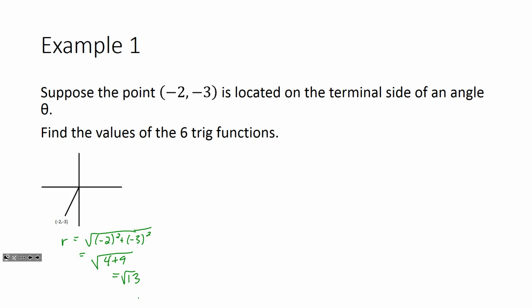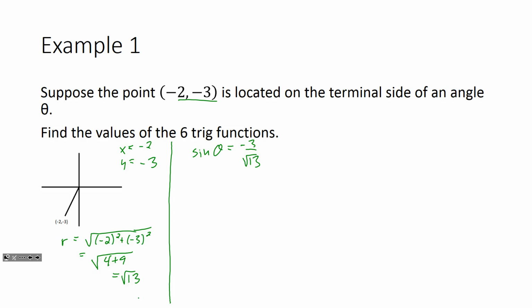Of course, the actual values of x and y were given to us. Just look at the point. X is negative 2, y is negative 3. And now let's work out the values of all 6 trig functions. The sine of theta will equal y over r, negative 3 over the square root of 13.